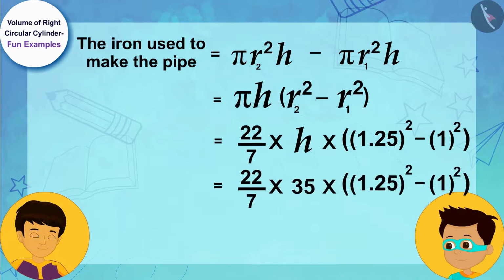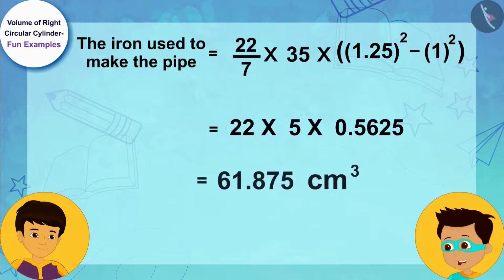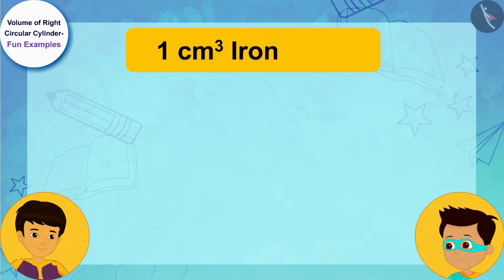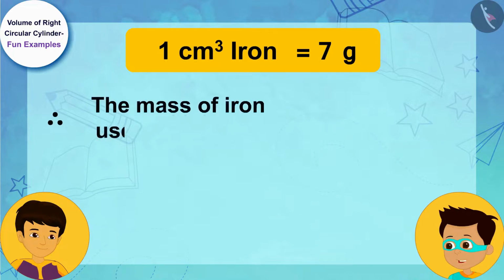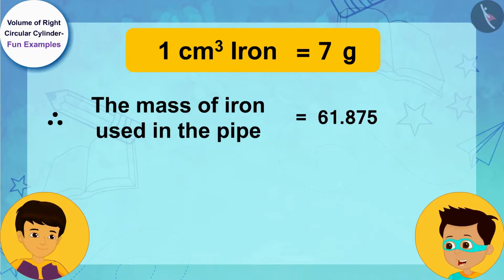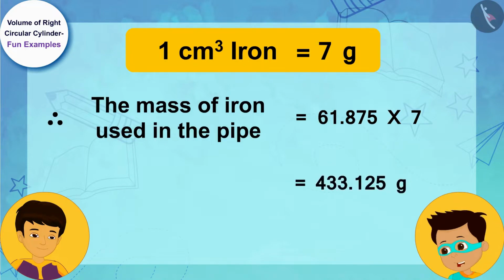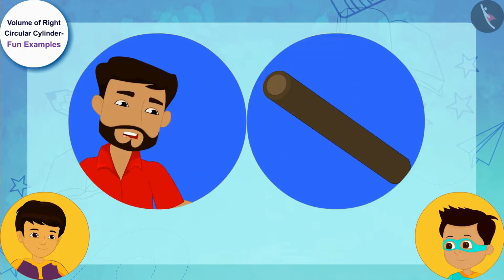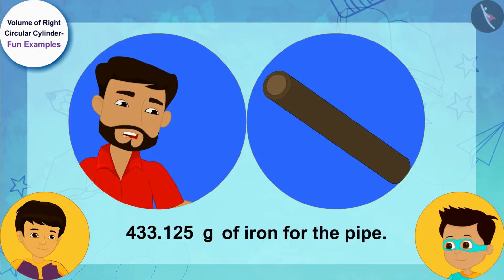Now it's my turn. I will solve it quickly in this way. We know that 1 cubic centimeter of iron is equal to 7 grams. Therefore, the mass of iron used in the pipe is 61.875 times 7. That is 433.125 grams. Look, Manas, Uncle needs 433.125 grams of iron for the pipe.